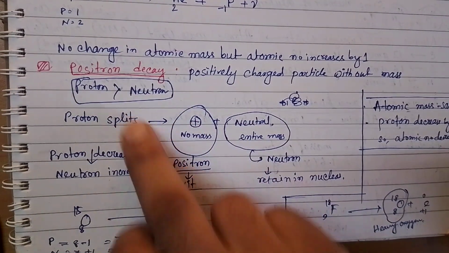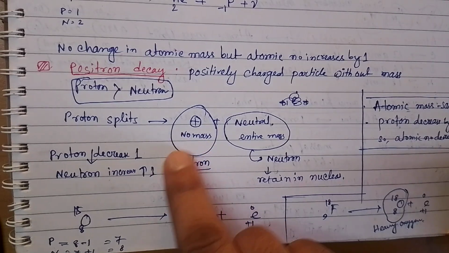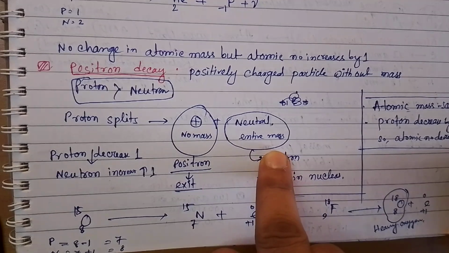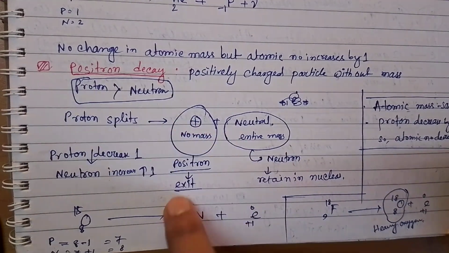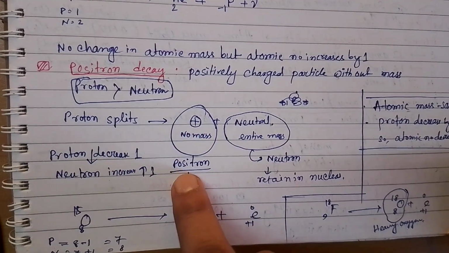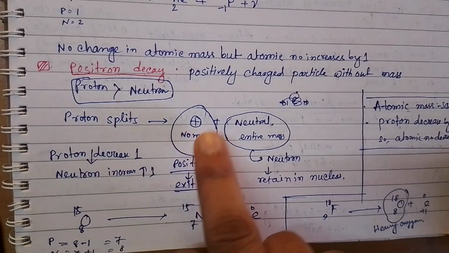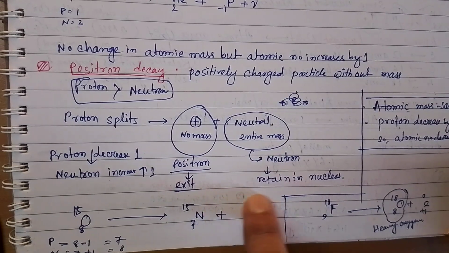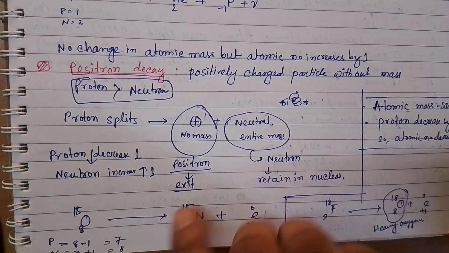When it splits on decaying, one part will have no mass but the charge, and the other will be neutral with mass. This charged particle is known as a positron. The charge is emitted, but the mass is converted to one neutron, so that is retained in the nucleus. This concept is very easy.